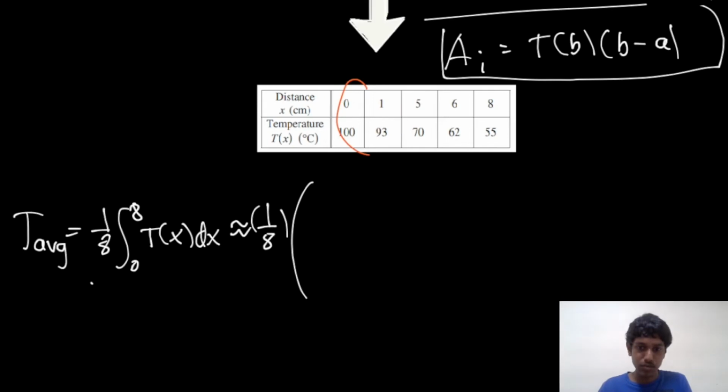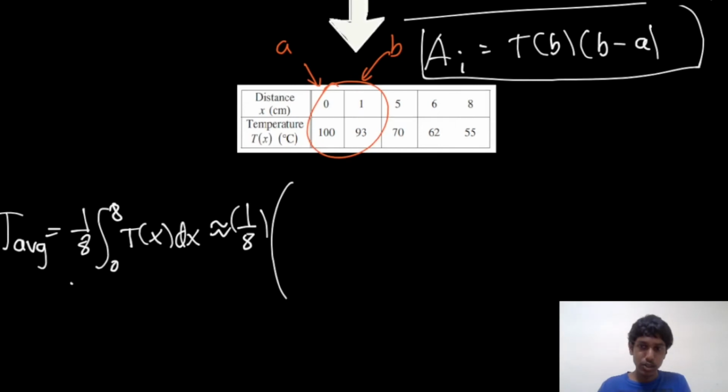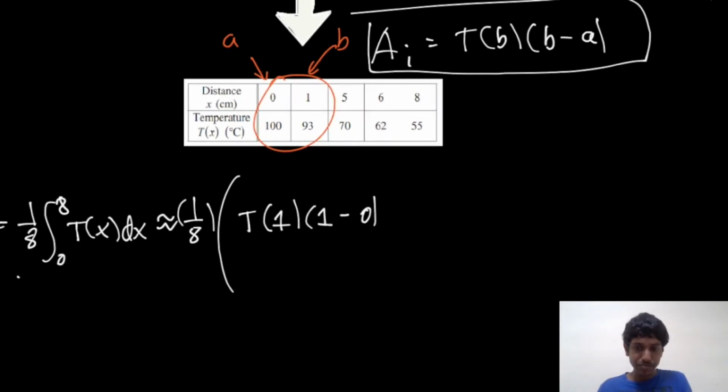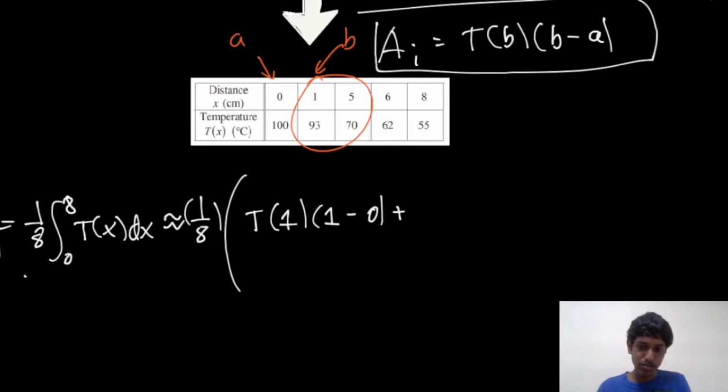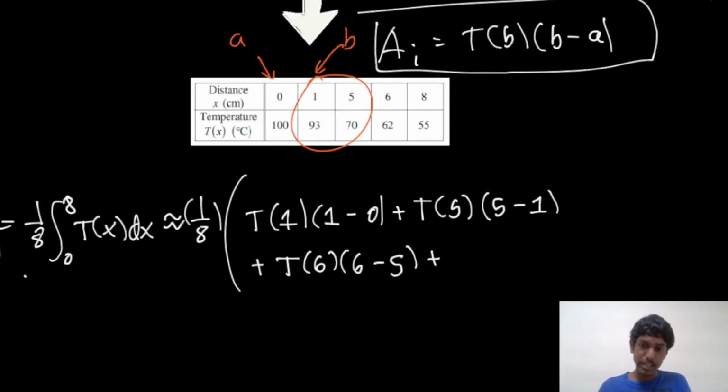So we start with this subinterval. And once again, this is a, and that's b. So we've got T of b, which is T of 1, times 1 minus a, which is 0. Note that we haven't written it on our expression that's in our table, right? So we continue. Now we're using this subinterval. So we've got T of 5 times 5 minus 1, and then we're adding T of 6 times 6 minus 5, and finally we've got T of 8 times 8 minus 6.